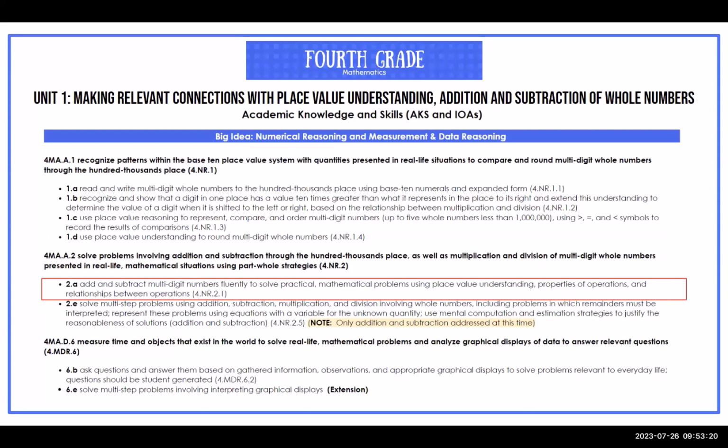For IOA 2A, students fluently add and subtract multi-digit whole numbers within 10,000 and 100,000 to solve relevant mathematical problems using efficient, accurate, and flexible procedures based on their knowledge of place value and properties of operations. Students use an efficient strategy, one that can be carried out with ease with a minimal number of steps, keeping track of subproblems and making use of intermediate results to solve the problem precisely.